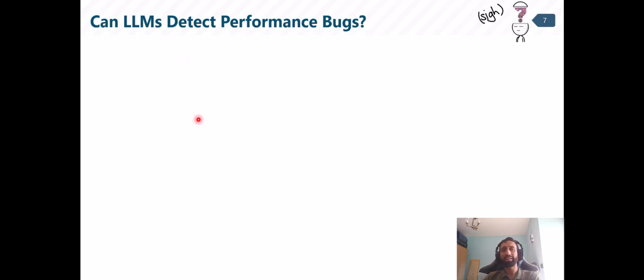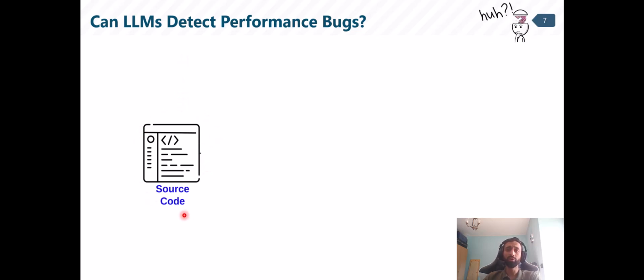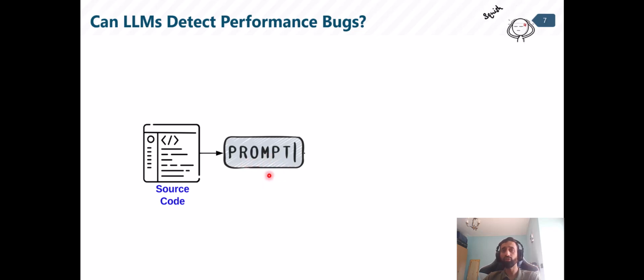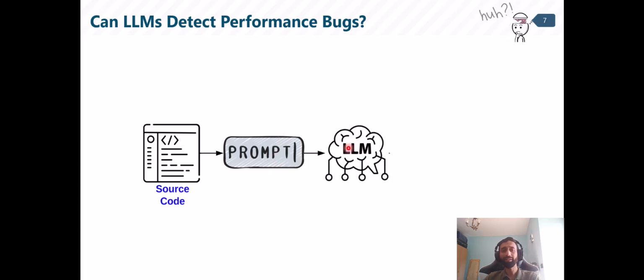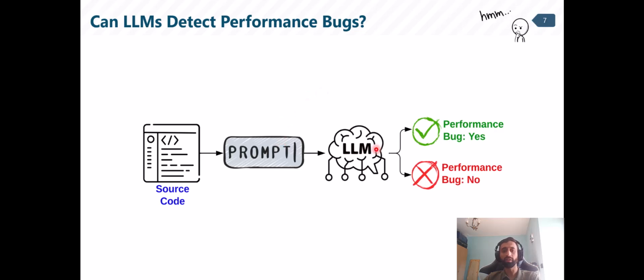So let's see how we can use the text processing capabilities of a language model to find the bugs in source code. We prepare a prompt, which is a general input format for any language model or ChatGPT, for example, that you would use. We pass it to the language model, and in this prompt, we instruct the language model to give the result as performance bug, yes or no. So this is how the presence of a performance bug will be indicated.